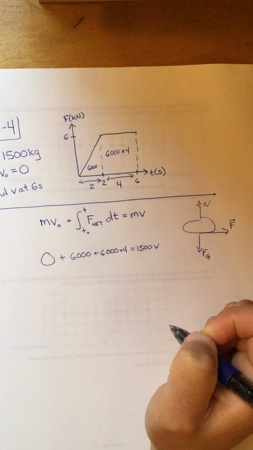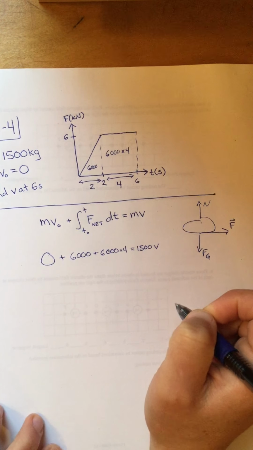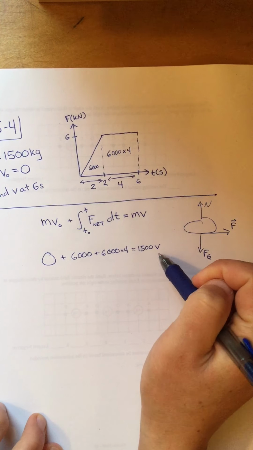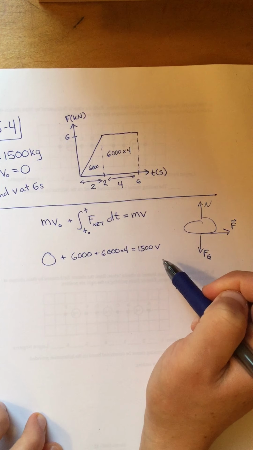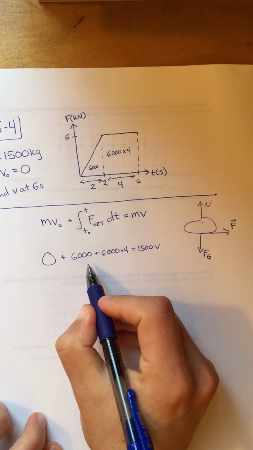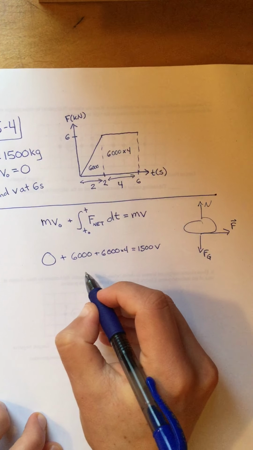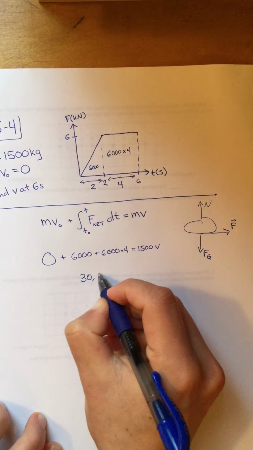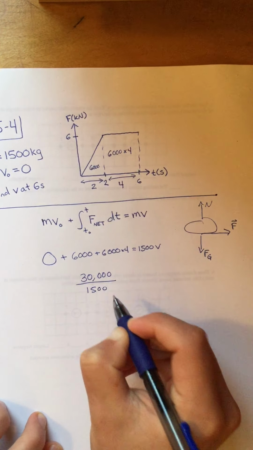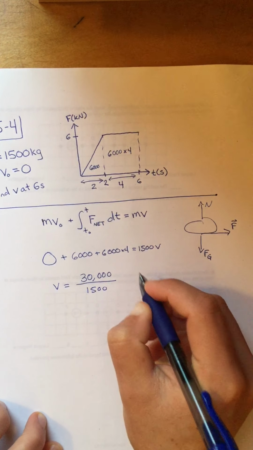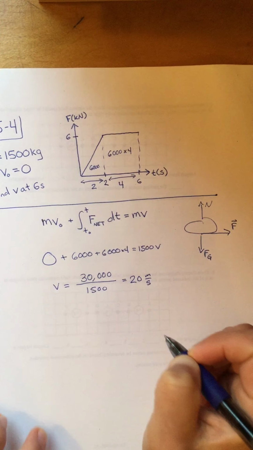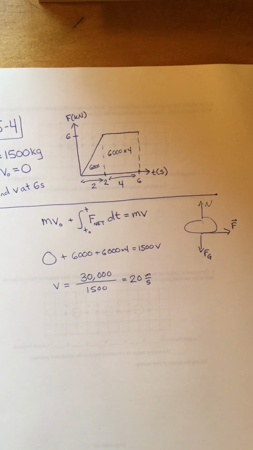And we are looking for the velocity at 6 seconds. We took the integral here from 0 to 6 when we did the area under the curve, so this will be the velocity at 6 seconds. And if we add together what we have on the left-hand side here, this gives us 30,000. If we divide it by 1,500, that gives us the velocity at 6 seconds, and that is 20 meters per second. And that is Fundamental Problem 4.